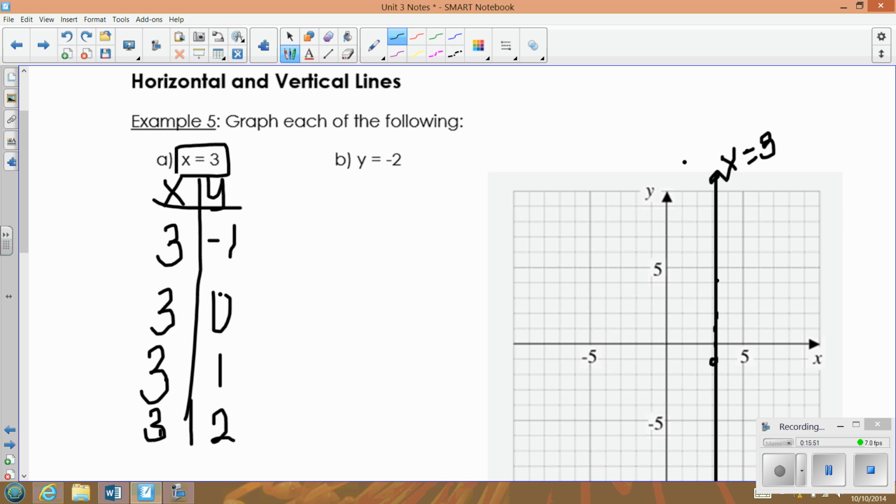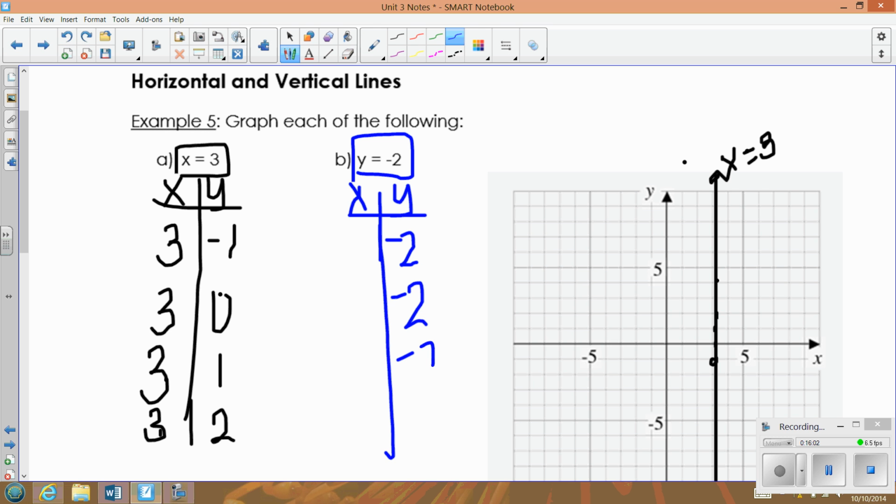So let's look at one where y equals the number. So y equals -2. So think about what this looks like in a table. So that means y always equals -2. So I can just pick several values where y equals -2. That's all my equation tells me. It doesn't tell me anything about x. So that means you can plug in whatever you want for x. You can plug in 5. You can say 6. You can have -20. It doesn't matter. You just know that y has to equal -2.